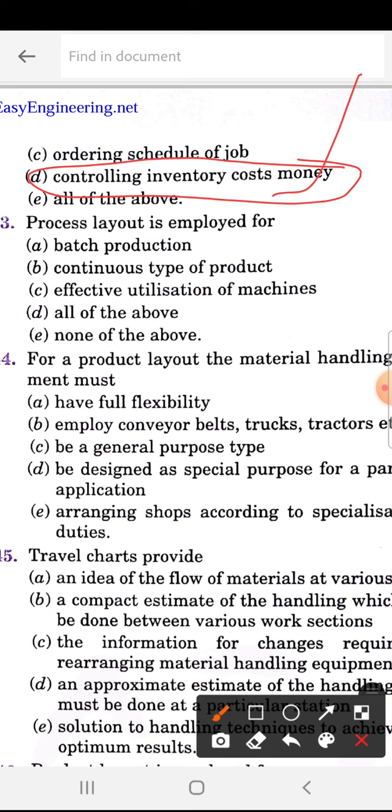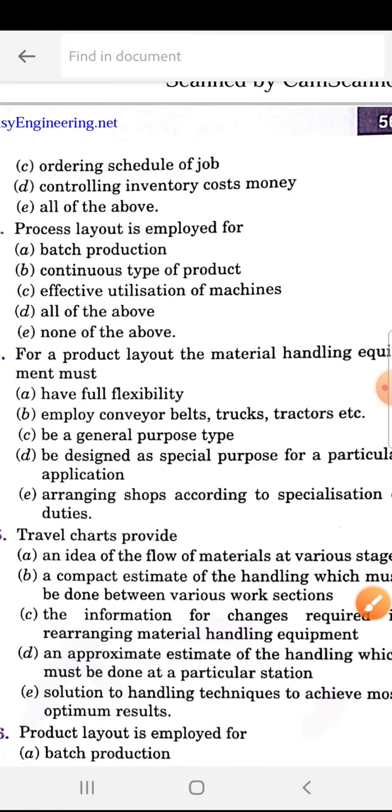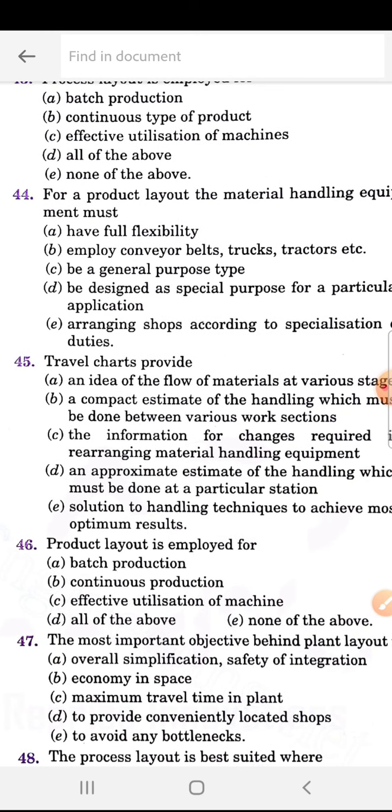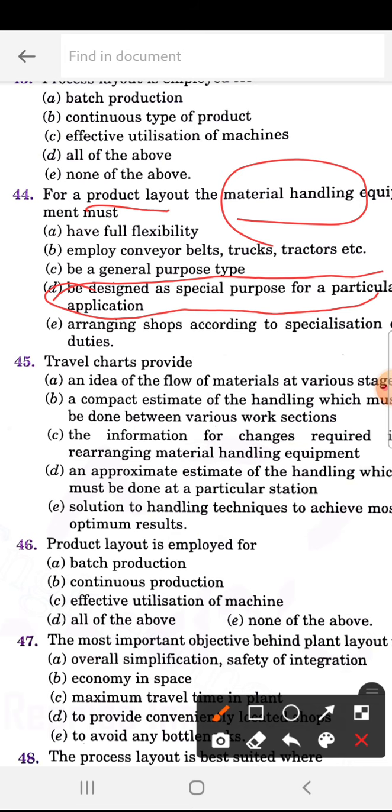Process layout is employed for batch production. For a product layout, the material handling equipment must be designed as special purpose for a particular application. Because a product layout means we will manufacture a particular product, like the Sardar Vallabhbhai statue, for that special purpose machines will be required. Special purpose material handling is also required for one particular type of product.